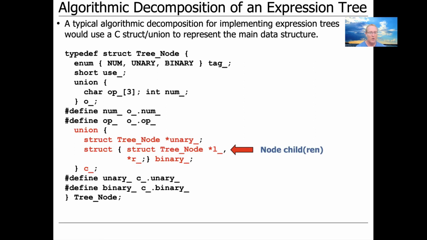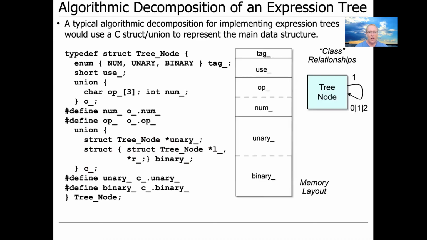We have unary nodes, which have basically a recursive reference or a pointer to a struct node, and that's called unary underscore. And then we also have binary nodes, which are going to have a left and a right child. Those would be things like binary multiplication, binary division, and so on. The unary node would be used for things like unary negation.